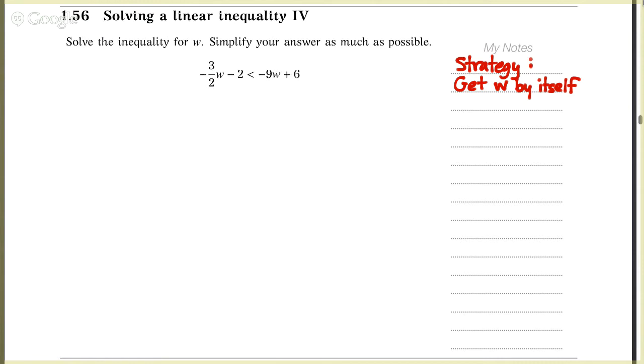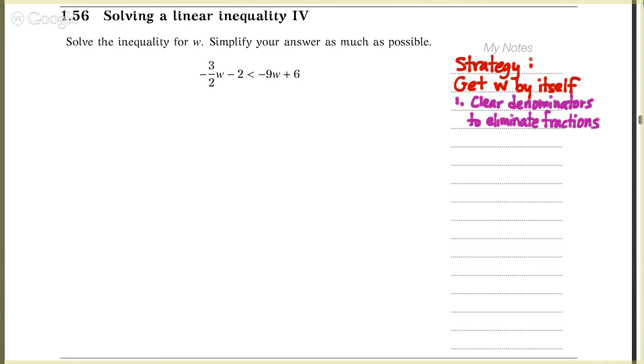Anytime the word solve appears in a problem, the objective is to get the variable by itself. So in this example, the variable is W. We need to get W all alone by itself on one side of the equation. So here's an idea. First thing I want to do is ditch the fractions. Anytime you can ditch the fractions, it's a good idea, right? Because even I, as a mathematician, would prefer to do arithmetic with whole numbers rather than fractions if I can get away with it.